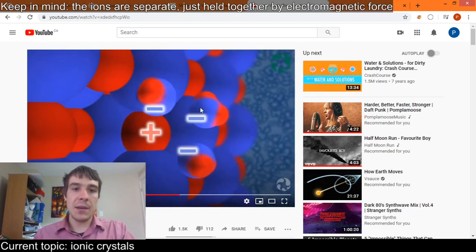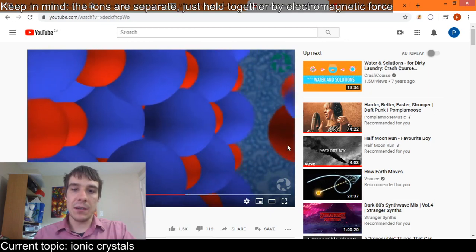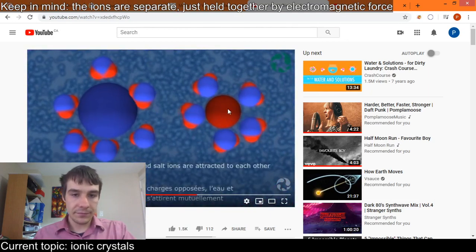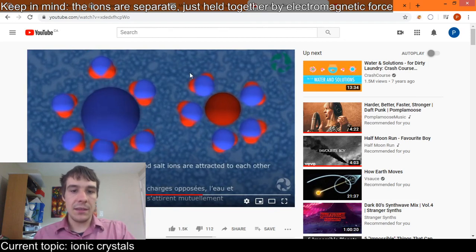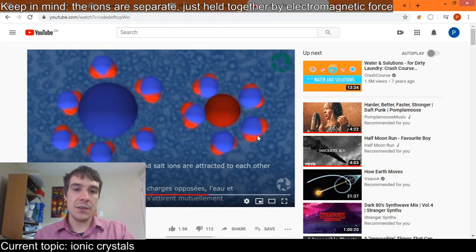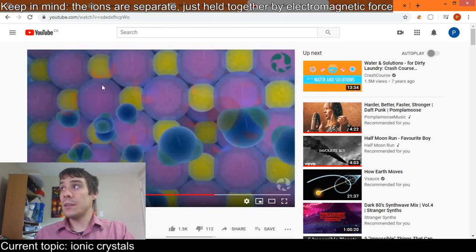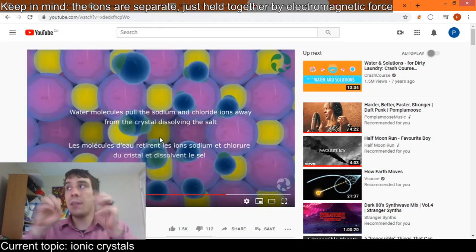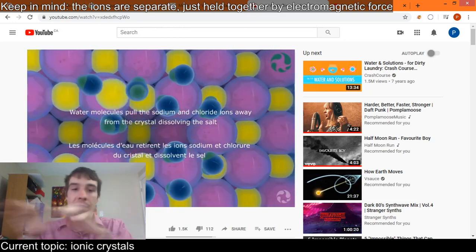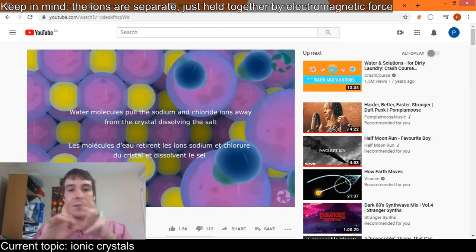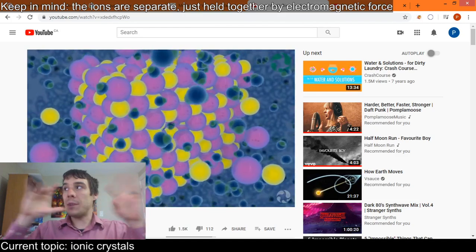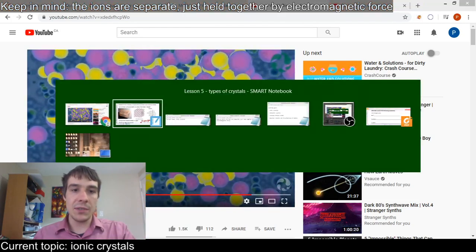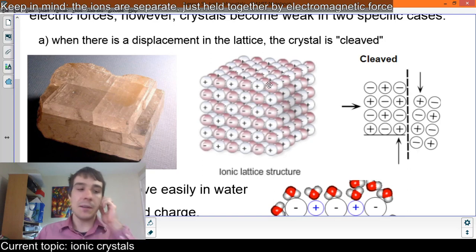Same thing happens with the positive. The negative side of the water, the oxygens, will pull apart the sodium, and so they create these things that are called hydration spheres around the ions. And so the water can just pull away individual ions, and over time it can go in and just take apart the entire crystal. So that's how salt dissolves in water, and that's how most ionic compounds dissolve in water.